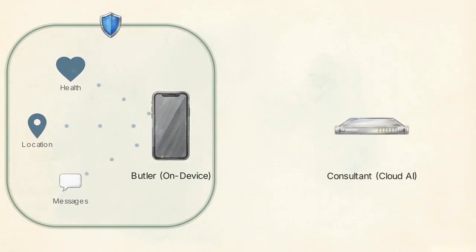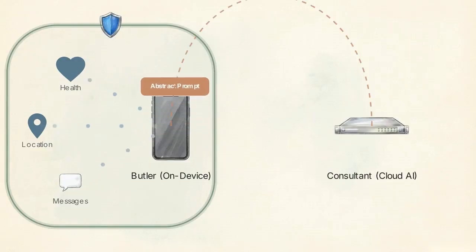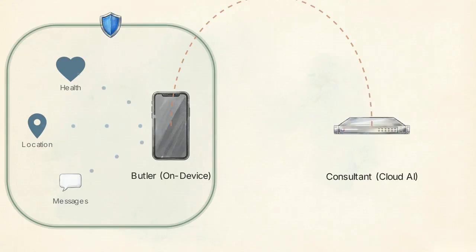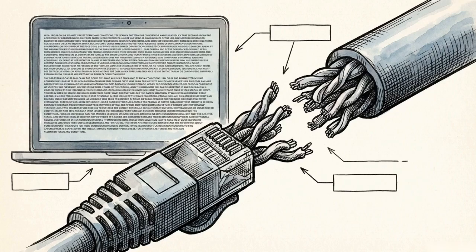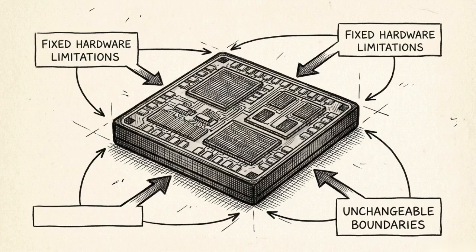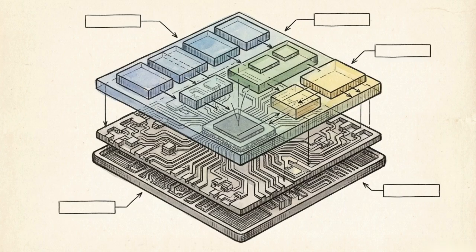For heavy reasoning, the system tags in the consultant, routing only abstract prompts to massive cloud models. This split guarantees personal privacy through the absolute physics of an air gap, rather than relying on the terms of service policies of a cloud provider. The physical limitations of mobile silicon are fixed, but by mapping software sparsity directly onto those physical constraints, engineering has removed hardware capacity as the absolute barrier to local intelligence.